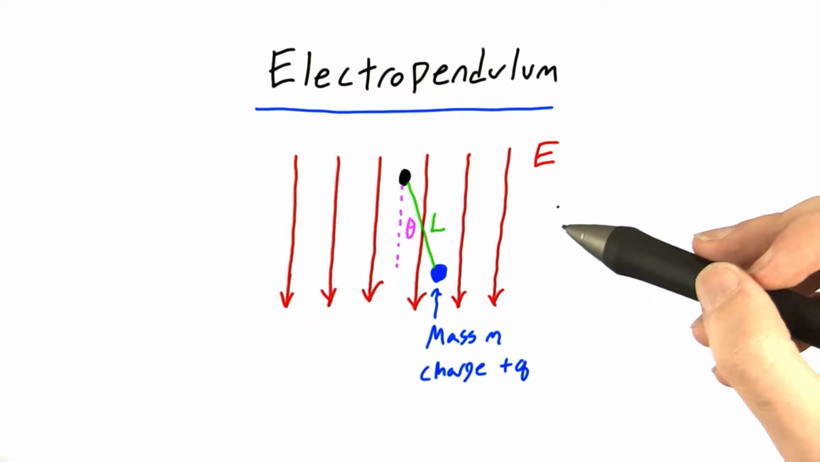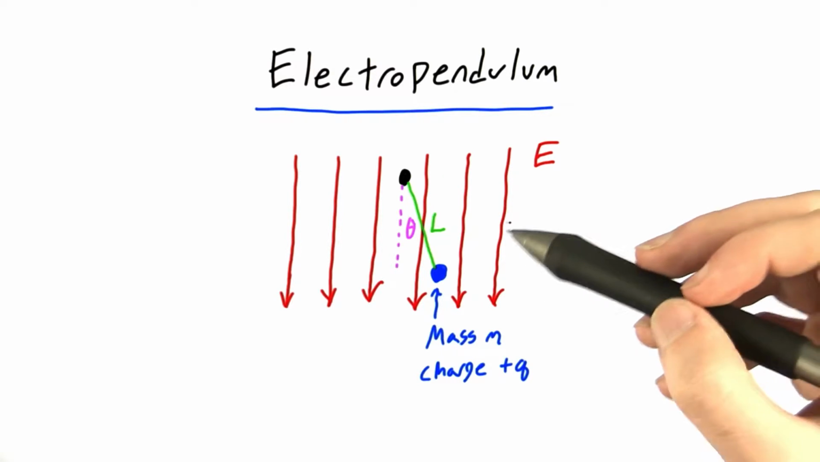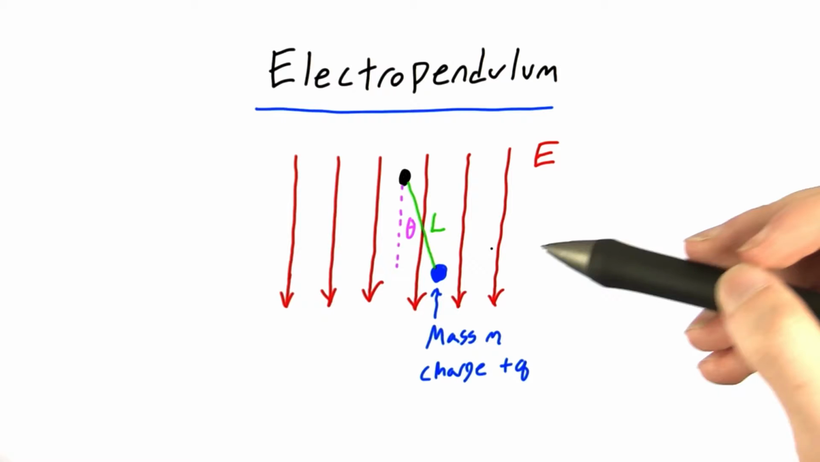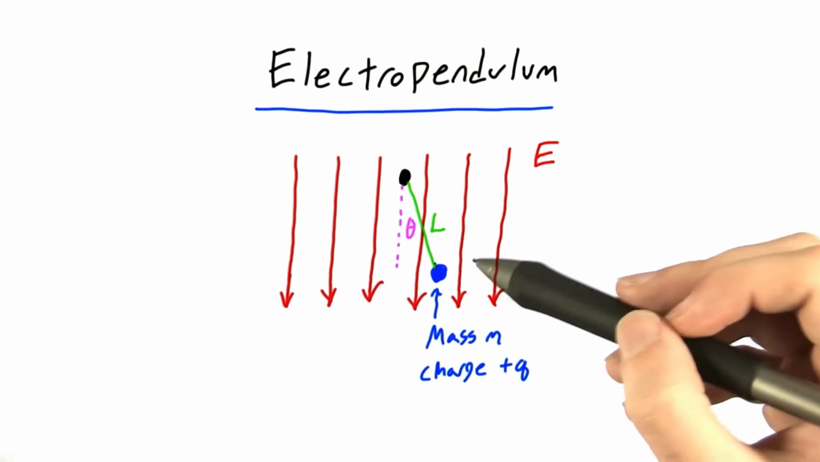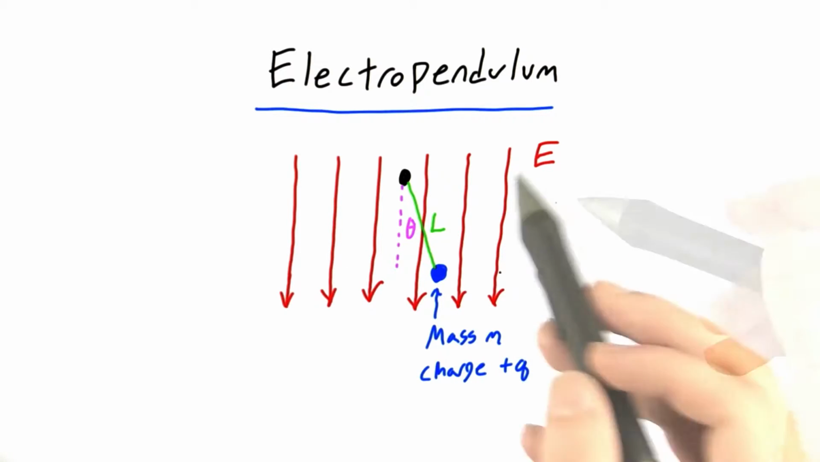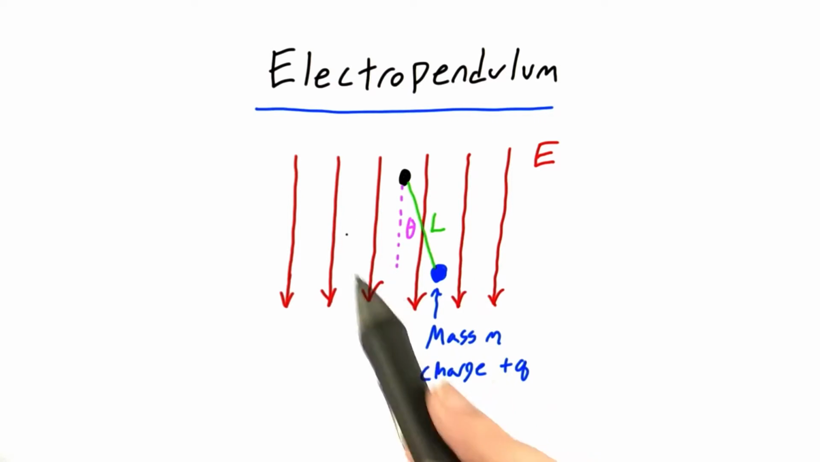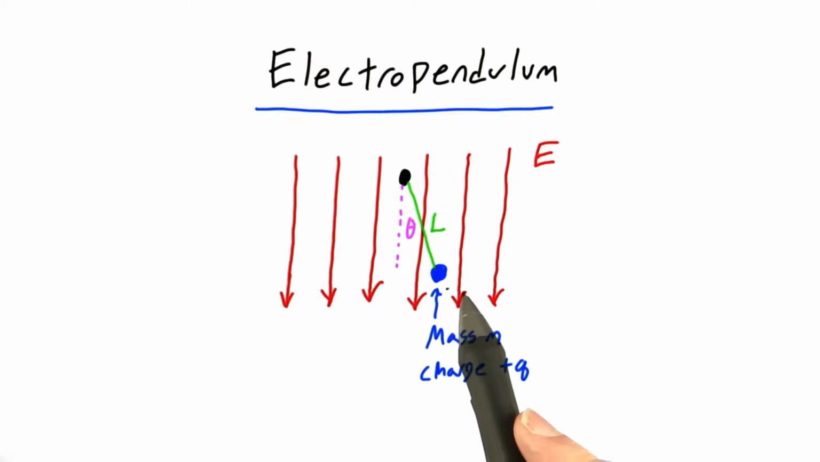So if you remember from last unit, it took us quite a bit of effort to figure out what the period of a pendulum is. And we don't really want to have to repeat all that same work here with the electric field. So let's see if there are any tricks we can do here to make this problem look more like the problem we've already solved, so we don't have to redo all of the work we've already done.